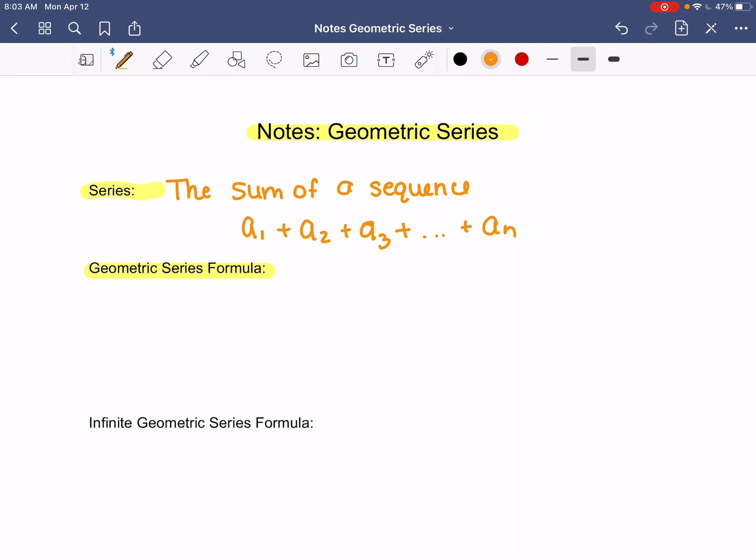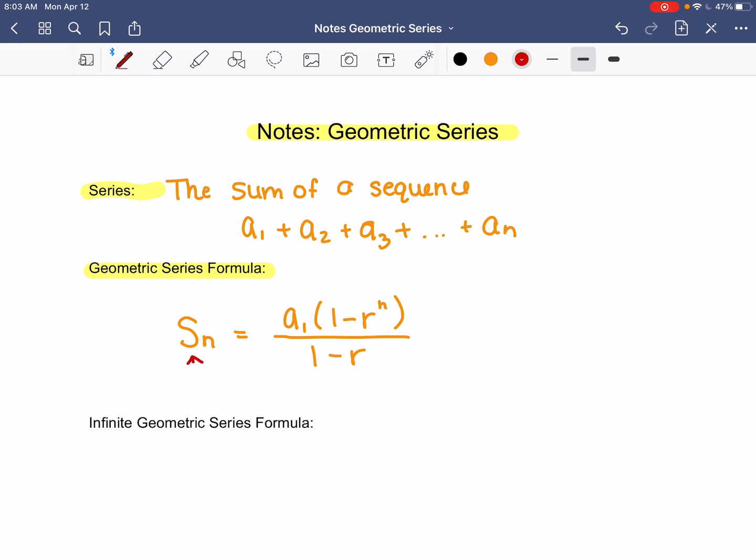So that means the pattern is multiplying by the same number over and over again. The formula we have is S sub n equals, it's going to be a fraction. On top is a sub 1 times 1 minus r to the power of n, over 1 minus r.